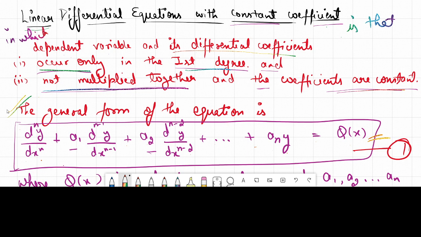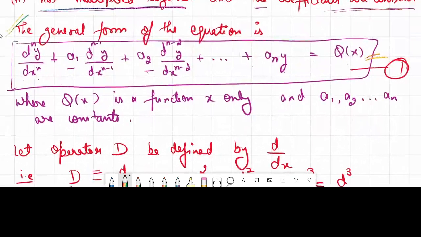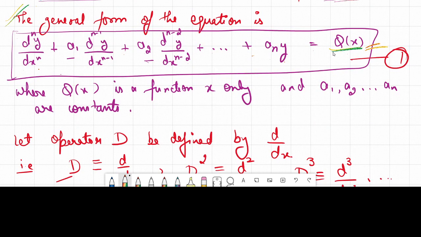In this equation, Q(x) is a function of x only. It will not involve y. If it is involving y, then it is not a linear differential equation. It must have only one variable, that is x. It will be a function of x only, and these ai's, that is a1, a2, up to an, are the constants here.